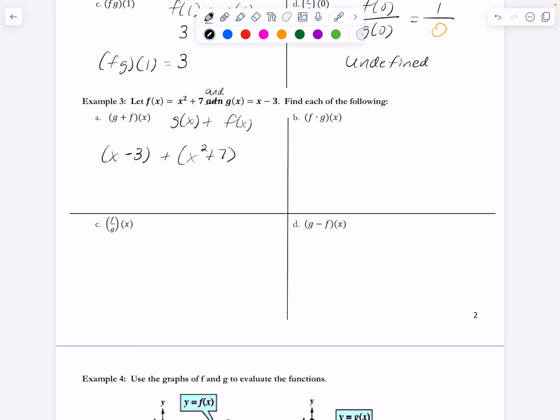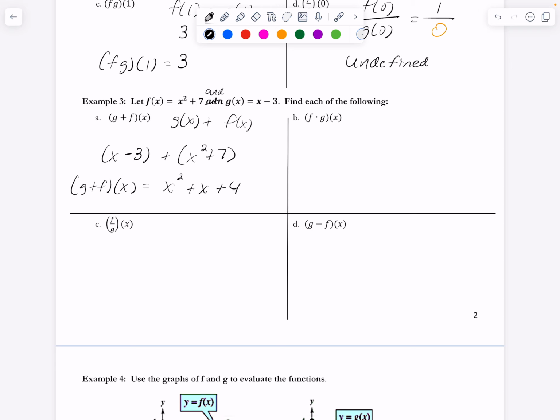Now, because it's addition, I don't actually need to have those parentheses, but you'll see soon in one of these examples why I always put the parentheses. So I'm just going to add like terms. So g plus f of x is equal to x squared plus x, and then negative 3 plus 7 is going to be positive 4.